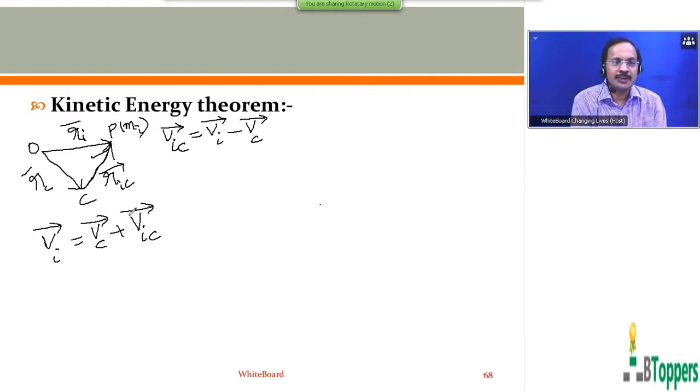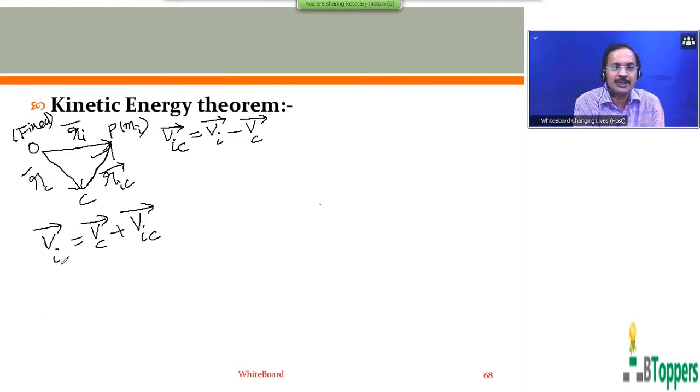V bar subscript C is the actual velocity of the center of mass system. That means velocity of the center of mass with respect to the fixed origin O, or with respect to the inertial frame of reference. V bar subscript I is the actual velocity of the ith particle, meaning the velocity of the ith particle with respect to the origin of the inertial frame of reference.